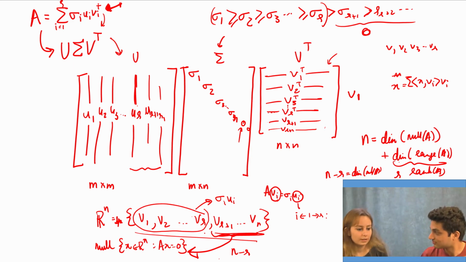Also, another way to see it is if you look at your summation, you can see that when you are multiplying with an x, vi transpose x is just taking an inner product, which is just a scalar, and the singular value is also a scalar, and the only vectors you have are u's. So, bingo, that's going to be your range.